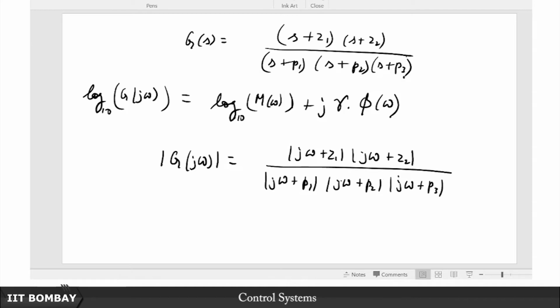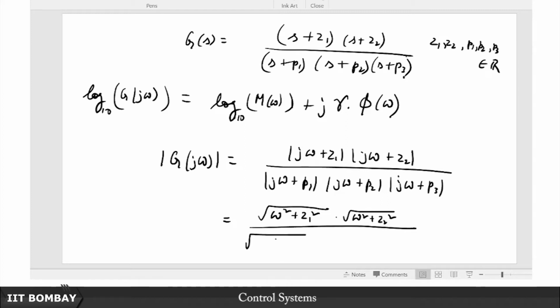Now what do I know about these individual blocks? If z1, z2, p1, p2, p3 are real numbers, then what do I know about this? Each of these individual blocks, I know what their real part and their imaginary parts are. So this is nothing but square root of omega squared plus z1 squared times square root of omega squared plus z2 squared divided by, and you get the idea.